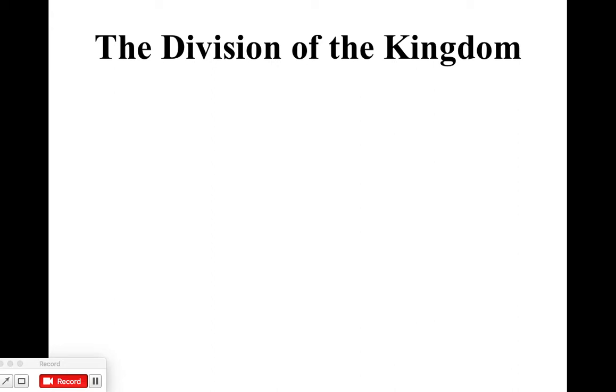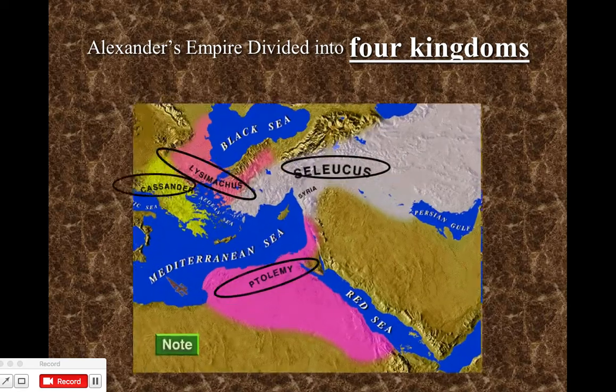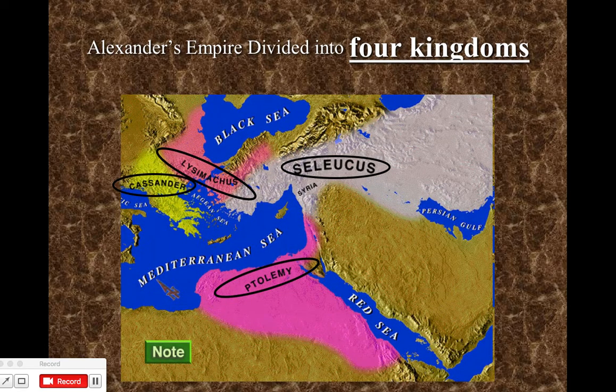Now, when Alexander the Great dies, his 4 generals try to keep his empire together, but really all attempts fail, and it's broken up into 4 parts. And here is the map I was talking about. So let me give us a little geography lesson here.